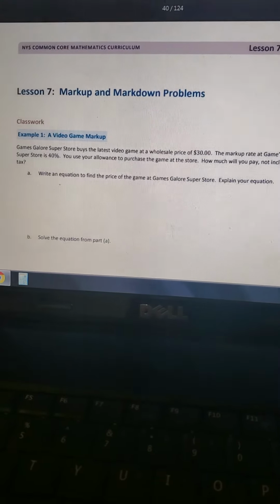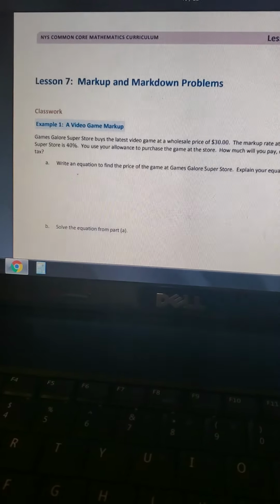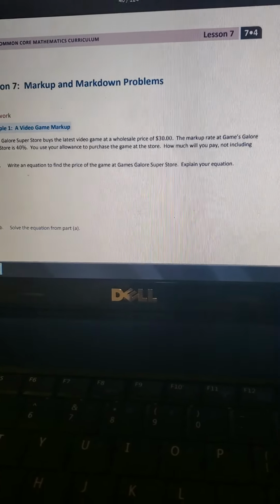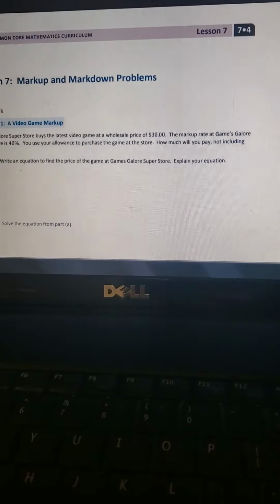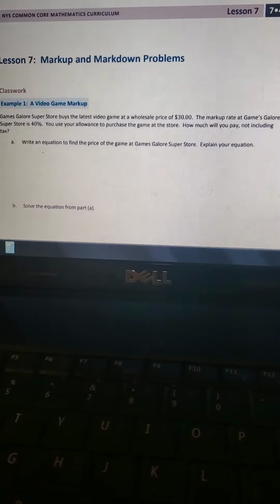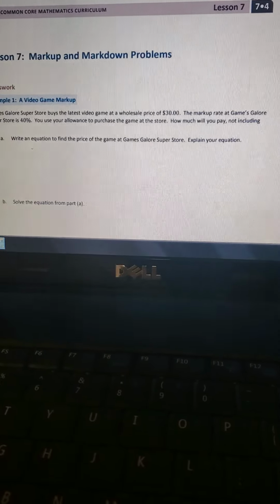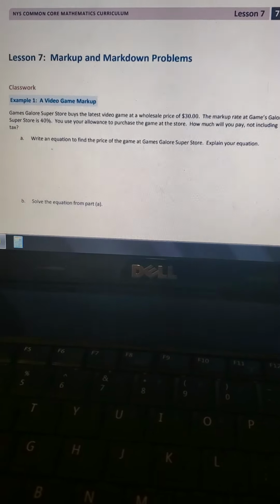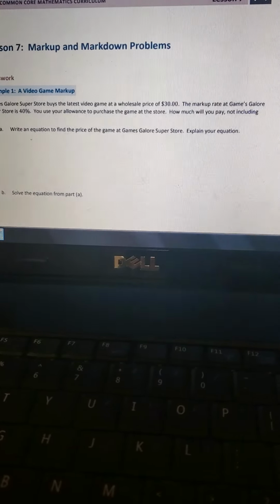It says a video game markup. Games Galore Superstore buys the latest video game at a wholesale price of $30. The markup rate at Games Galore Superstore is 40%. You use your allowance to purchase the game at the store. How much will you pay, not including tax? So first of all, it says write an equation to find the price of the game at Games Galore Superstore.